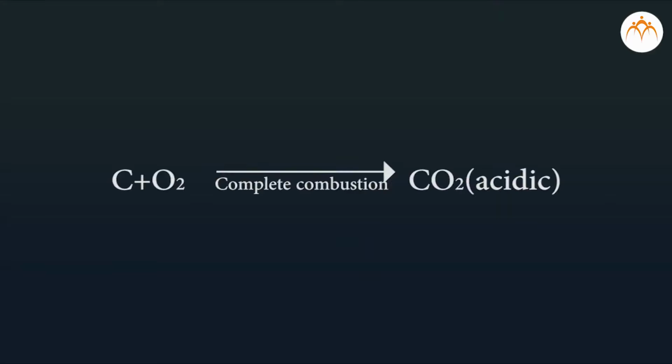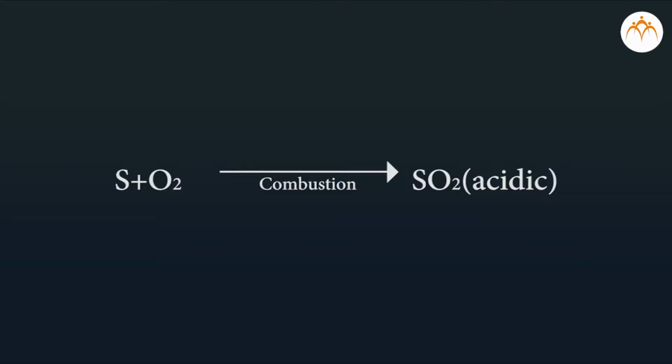Example, carbon plus oxygen upon complete combustion gives CO2, which is acidic. S plus O2 upon combustion gives SO2. In some cases, neutral oxides are formed. For example, carbon combined with oxygen upon partial combustion gives carbon monoxide.